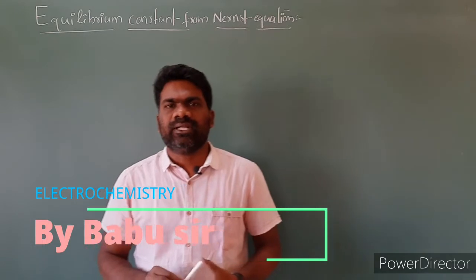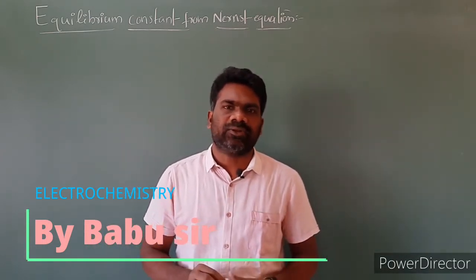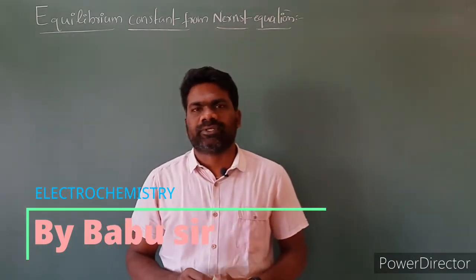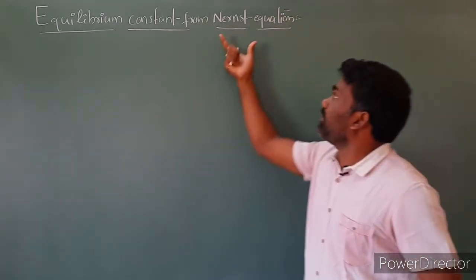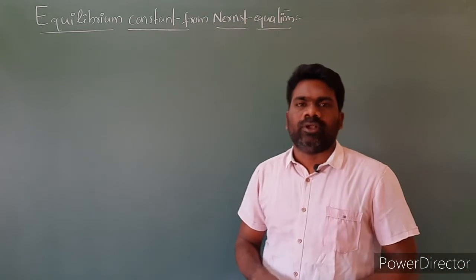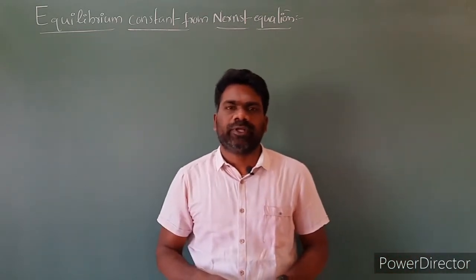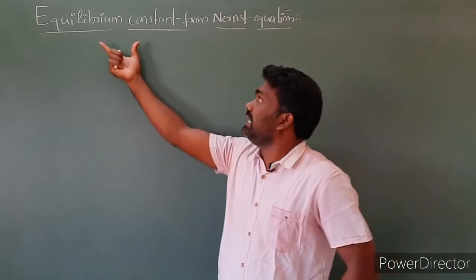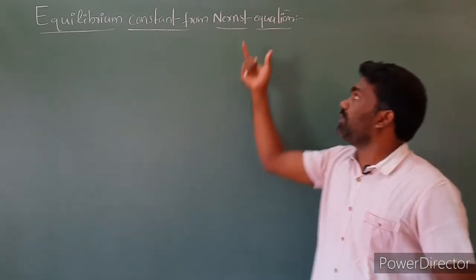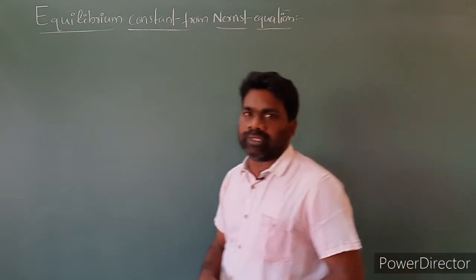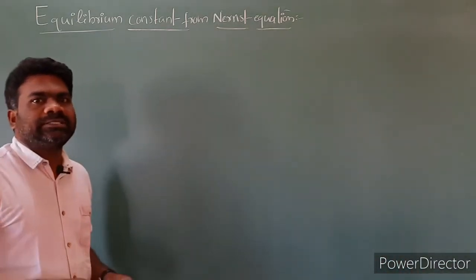In the last class you learned the standard hydrogen electrode and the Nernst equation. Today's topic is the equilibrium constant from the Nernst equation. Now let us derive an equation for the relationship between the equilibrium constant and the standard potential of a cell from the Nernst equation. For this we have to take an example of a cell reaction.